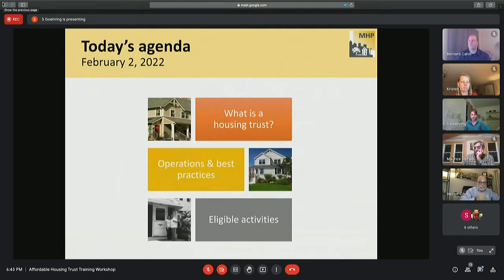So tonight I'm going to talk a little bit about what a municipal affordable housing trust is, and then a little bit about operations and best practices, and then eligible activities. I know that each of you has a differing experience and understanding of what a trust is. So I'm sorry if I am saying anything that feels too basic to you. I just don't want to make any assumptions.